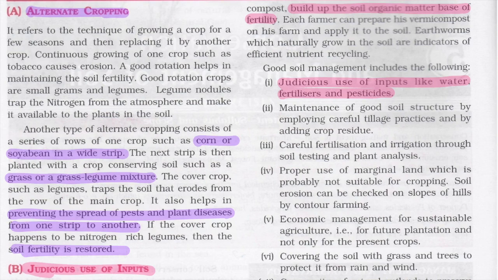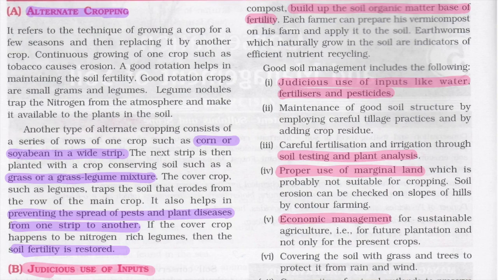Maintenance of good soil structure is done by employing careful tillage practices and adding crop residues, careful fertilization and irrigation through soil testing and plant analysis. Proper use of marginal lands. We know that marginal lands are not suitable for cropping, and hence they can be checked on the slopes of the hills through contour farming.